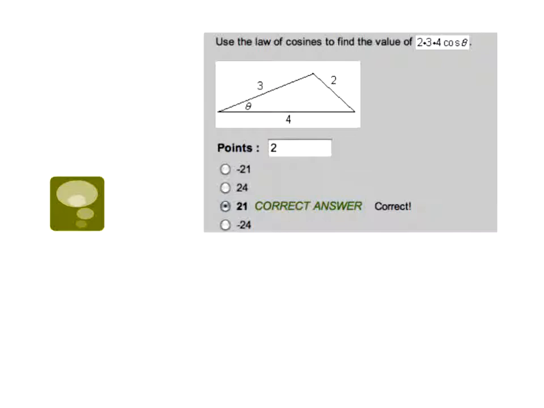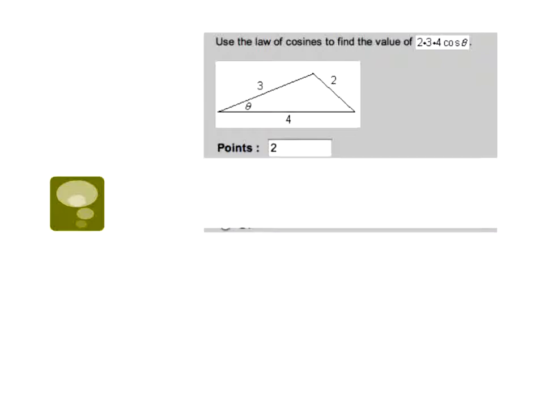Okay, let's try this one. This one says, use the law of cosines to find the value of 2 times 3 times 4 cosine theta. So before I can solve this problem up top, I need to figure out what theta is. So let's come down here, and we're going to use our law of cosines.